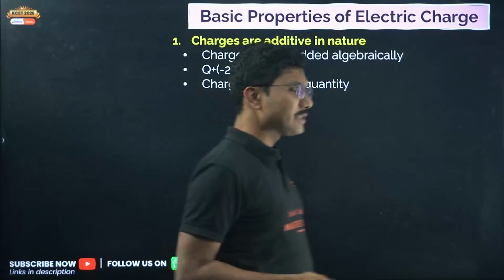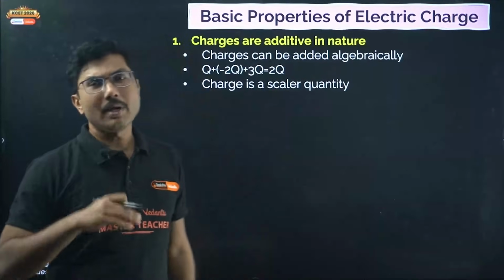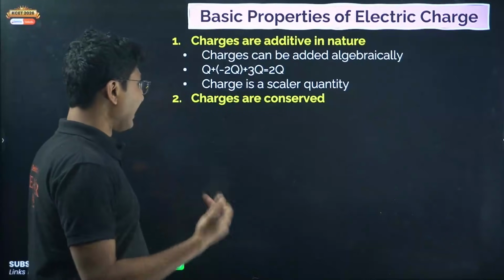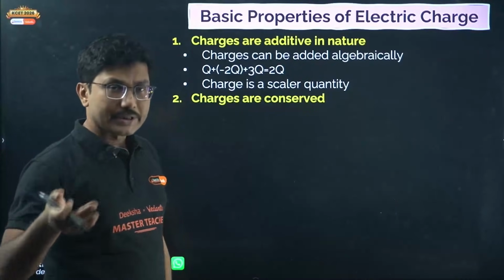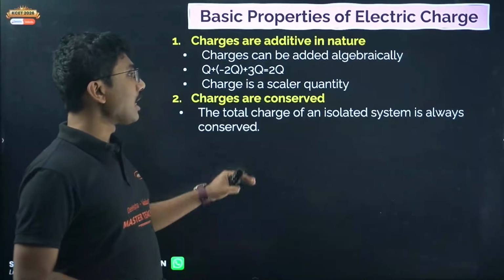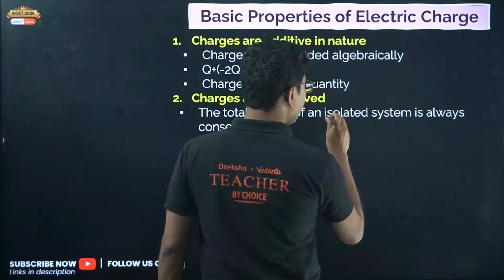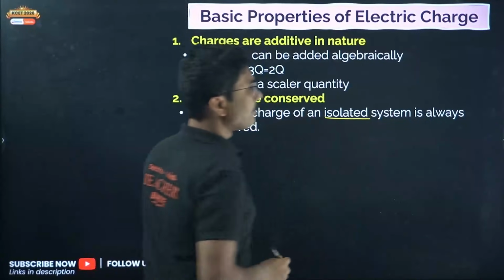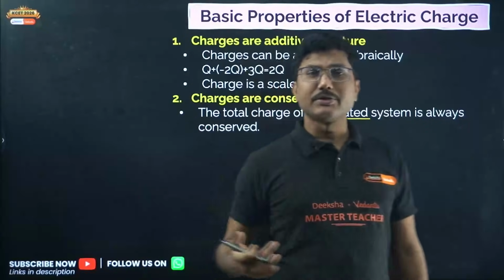So for example, charge does not require direction. It only requires to add them algebraically. Next point, charges are conserved. Now charges are conserved always. Is it always? The total charge of an isolated system, very important to remember, total charge of an isolated system is always conserved. Total charge of an isolated system is always constant.